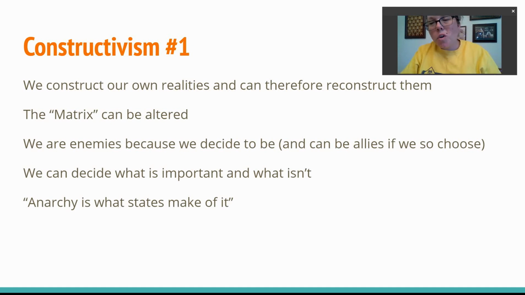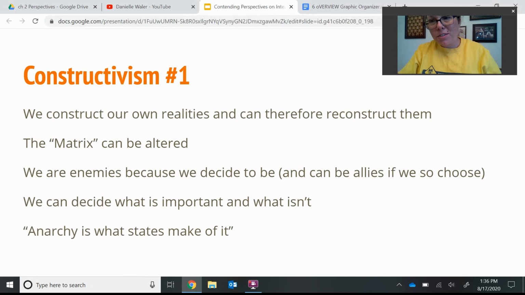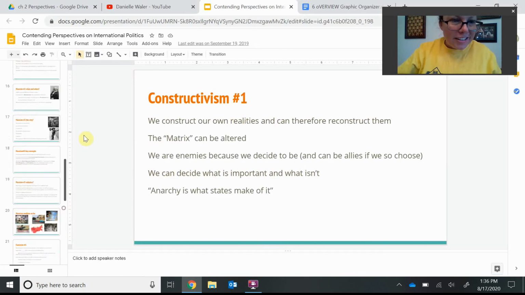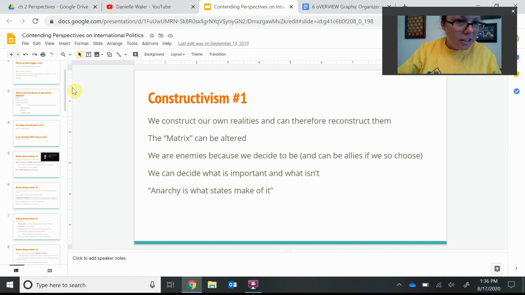So this is the more abstract ism, but it's very important as well. So that is your overview of the isms for perspectives in international relations.